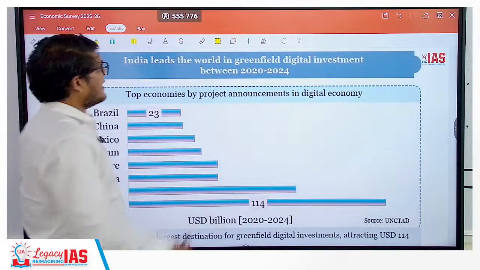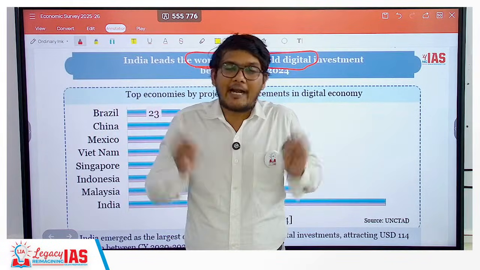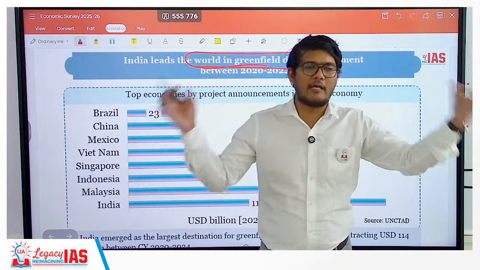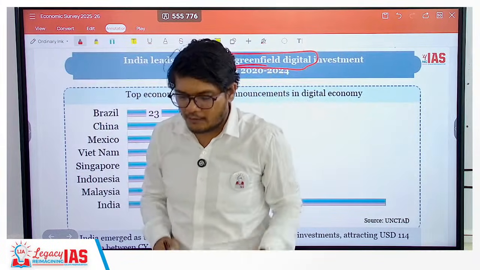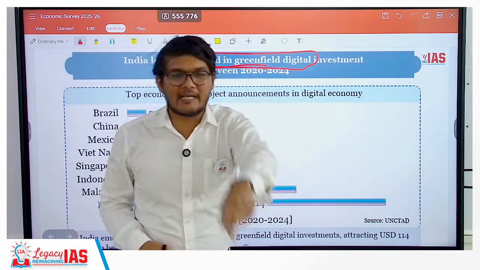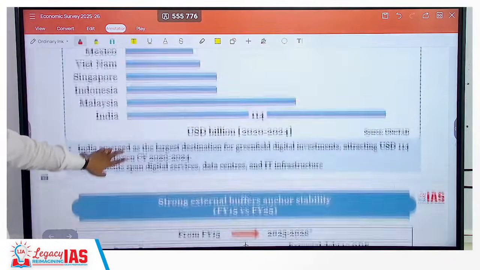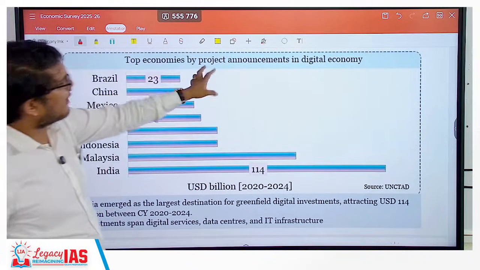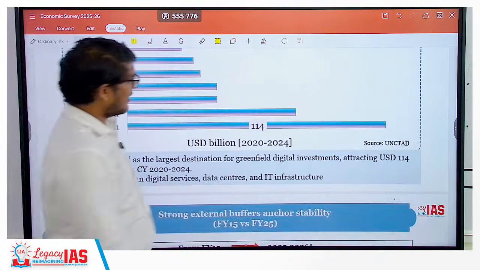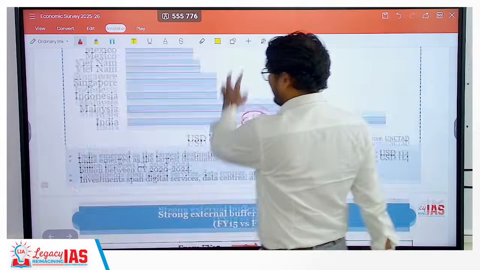Next, India is leading in greenfield digital investment. Greenfield project means starting the project from scratch. Brownfield means the project already exists and you modify, improve and elaborate it. But greenfield means starting something from scratch. So for those digital investments being made in greenfield projects, India is the leading major economy. You have the top economies by project announcement. Brazil, for example, has announced 23. If you look at India, we have announced around 114. It is considerably high. So we in fact have the highest number.